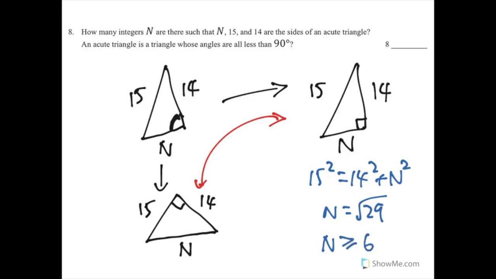So we do a similar thing for the upper bound, except that now we have that n squared is equal to 15 squared plus 14 squared. And so we get that n is equal to the square root of 421.